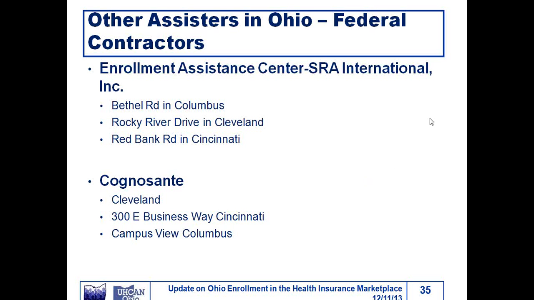There also are some other assisters in Ohio, and these are federal contractors that HHS put some additional money into Ohio beyond the Navigator grant. And so there are 2 groups. One is called SRA International. The other is called Cognosante. They have certified application counselors at offices in Columbus, Cleveland, and Cincinnati. They take people by appointment. They also go to where people are, and they come out to events. So they've been very helpful.